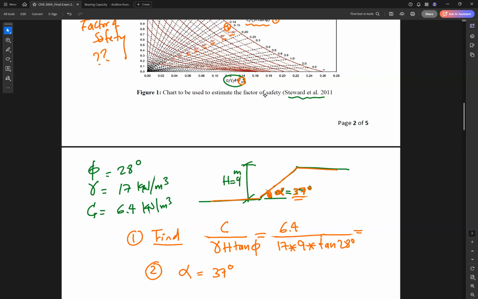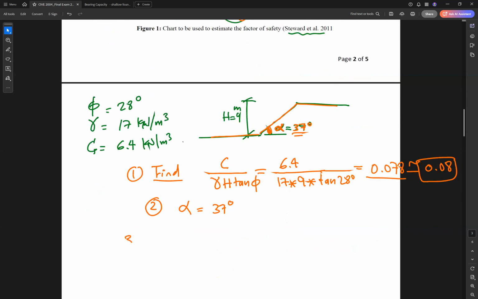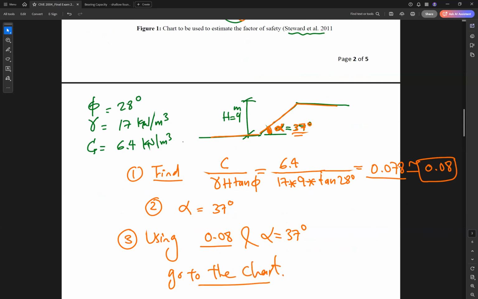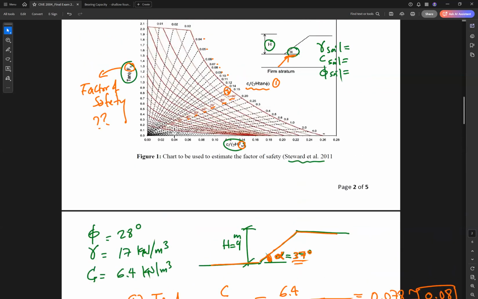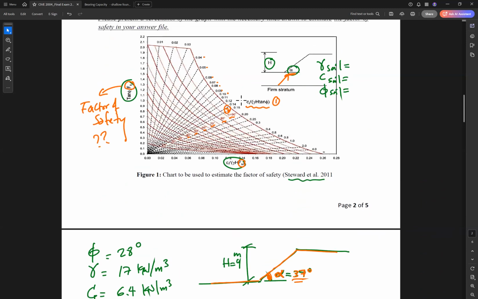So it is 0.078, or let's say 0.08 if we round it up. So now, step 3, using 0.08 and alpha 37, go to the chart. So now we can go to the chart using these two values. Can you spot 0.08 on the curve? So this is 0.08.